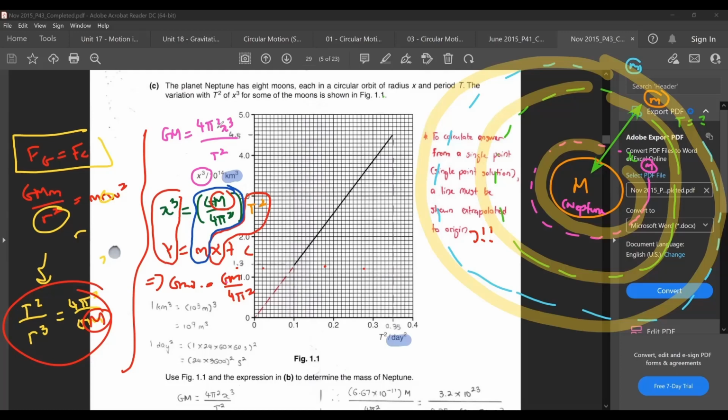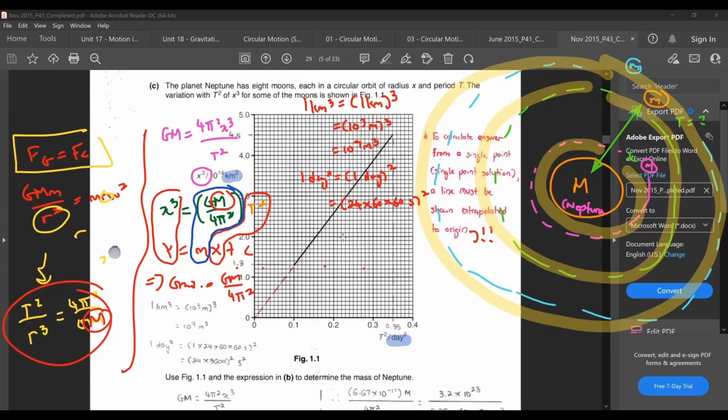So I can actually say that 1 kilometer cube is 1 kilometer like this in bracket by cube. So this one becomes 10 power 3 meter cube, it becomes 10 power 9 meter cube. And then when you're talking about 1 day square, it's the same as 1 day inside a bracket square. Then this one becomes 24 hours times 60 minutes times 60 seconds, squared. Okay, so this is your conversion.